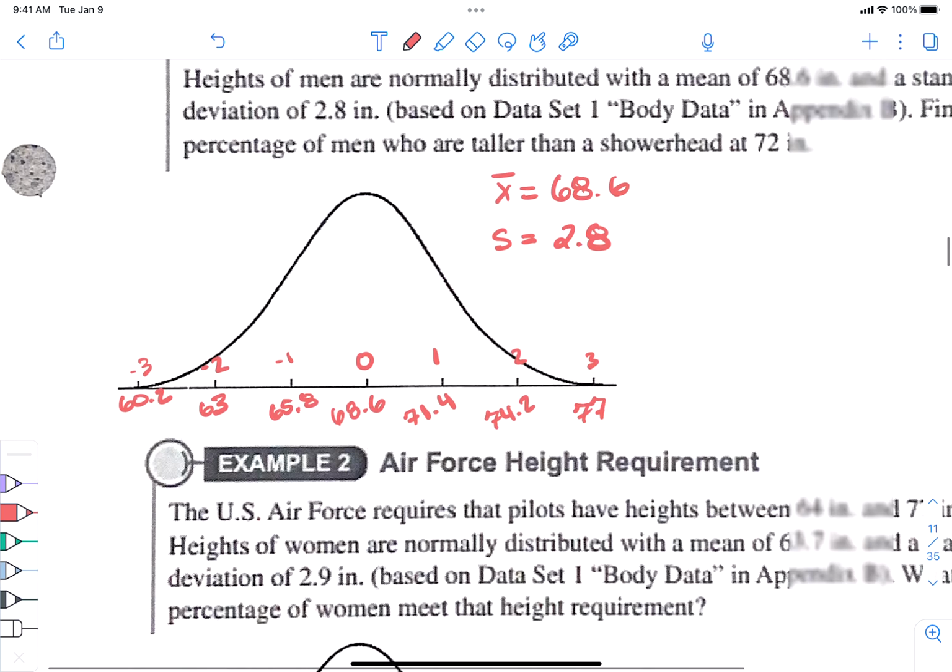Okay, I'll pause for a moment. Caleb, we're on example 1 of the 6.2 notes. All right. Okay.